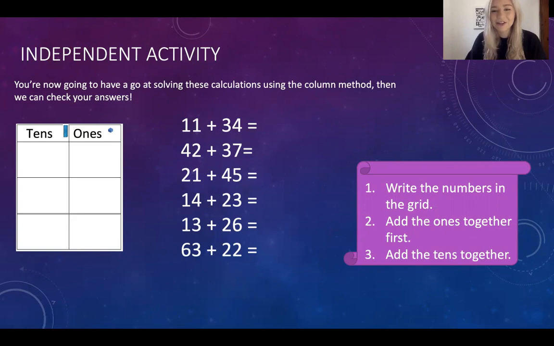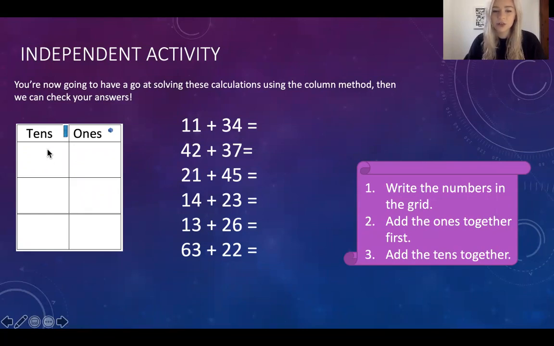Okay, hopefully you've managed to go through and answer these questions. Well done you for having a practice. So I'm going to quickly go through the answers together now, and you can give yourself a tick if you manage to get them right, or you might be able to spot any mistakes that you've made. Remember, our marvellous mistakes help us learn and make sure that the next time we do it, we won't make that mistake again. So the first question was 11 plus 34.